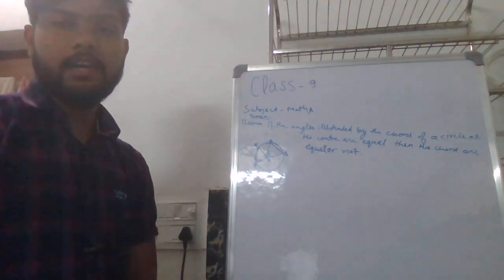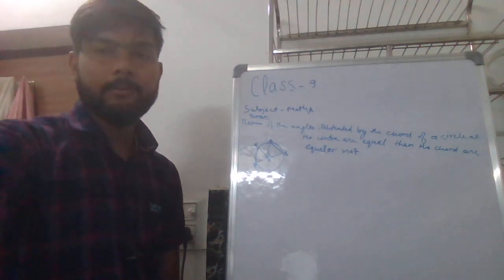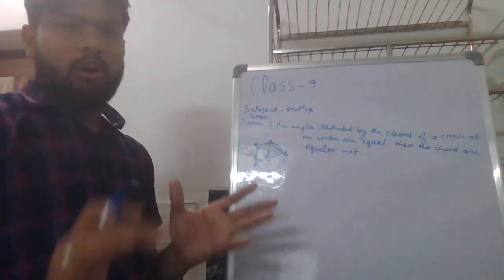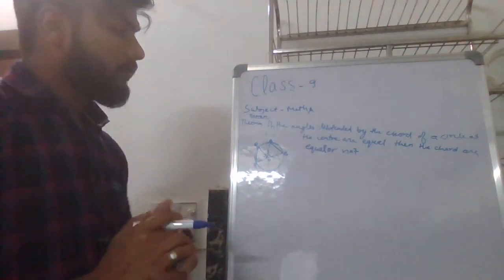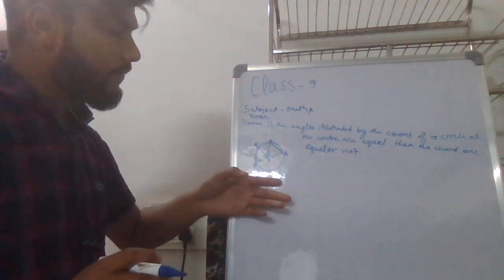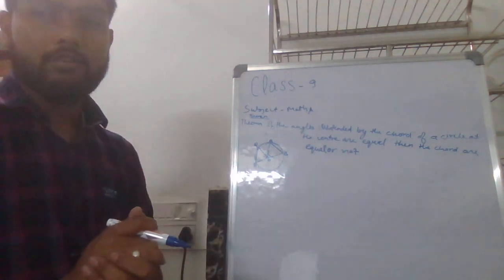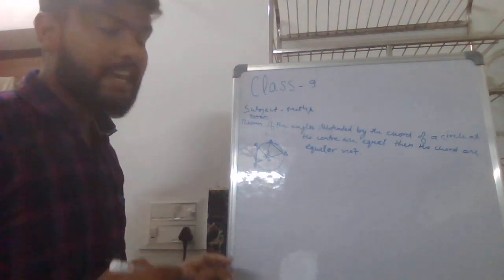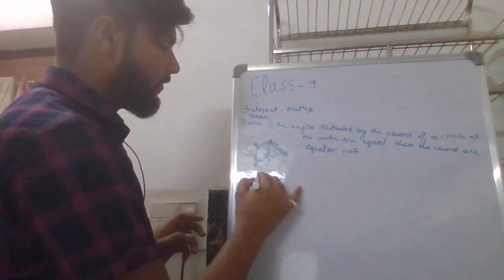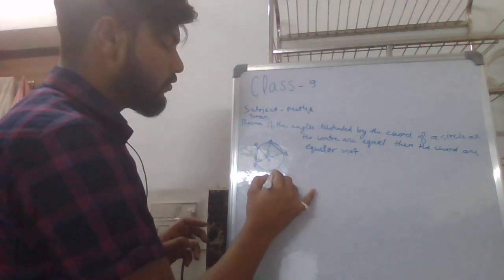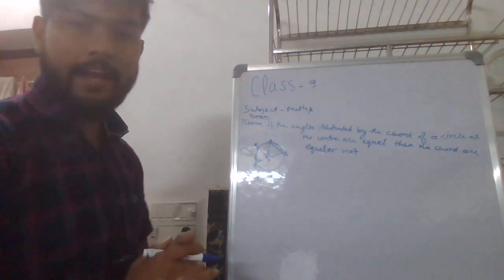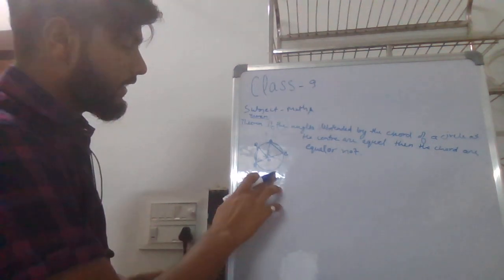Okay, so now you have to tell me what we need to prove here. We need to prove that AB is equal to CD. What we need to prove here? AB is equal to CD. Okay, sorry, DC.